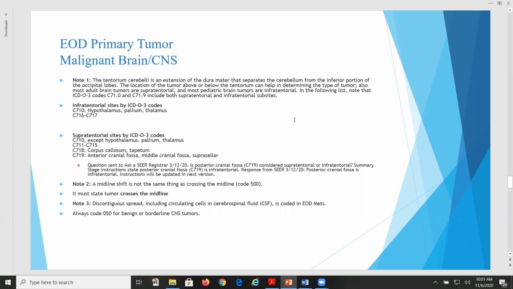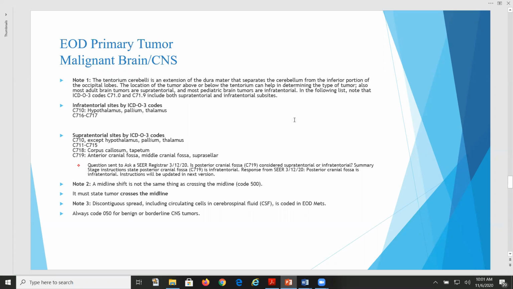Now, I noticed when I was putting together this presentation that the site for posterior cranial fossa, C719, was not included in these instructions. So I did send a question to SEER about that, and they responded back that posterior cranial fossa C719 is an infratentorial site, and they will update that in the next revision.